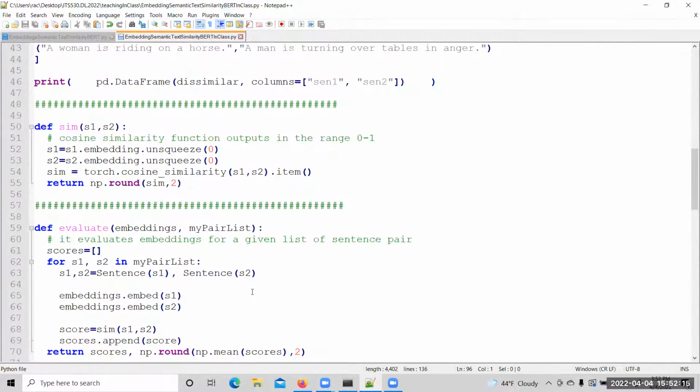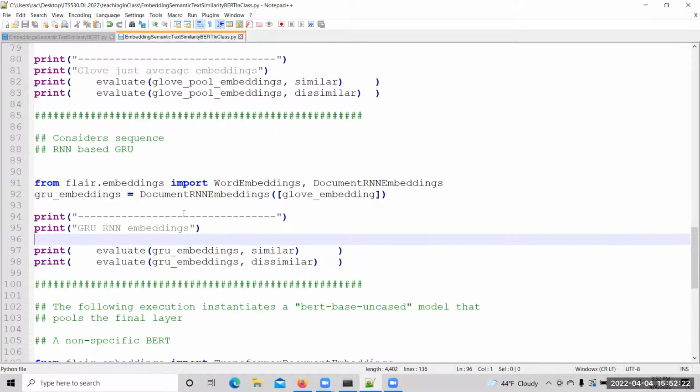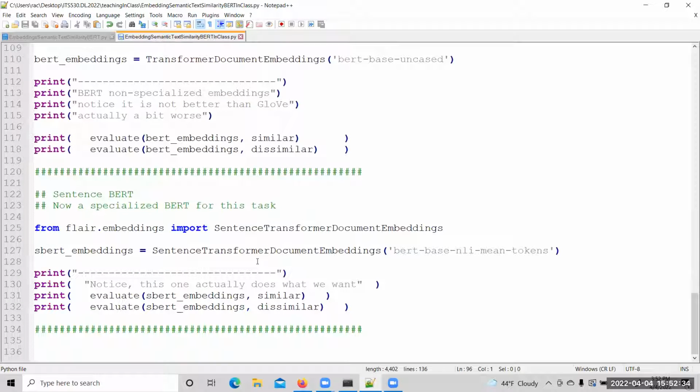So we looked at using GloVe and average pooling. We looked at GRU, which uses GloVe and RNN. And then we used a non-specialized BERT model, so just pre-trained, no fine-tuning, which did worse actually than the other methods. And then we looked at the specialized SBERT embedding using this pre-trained model here. And this actually did really well.